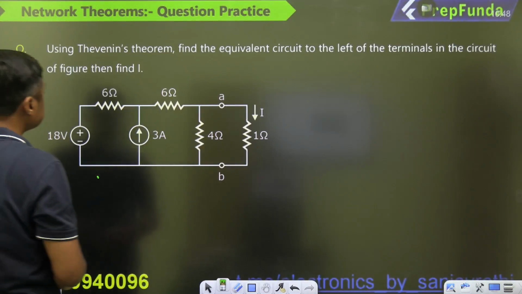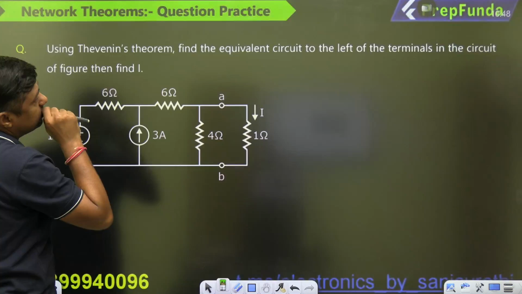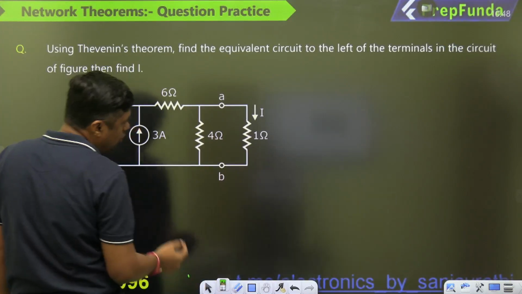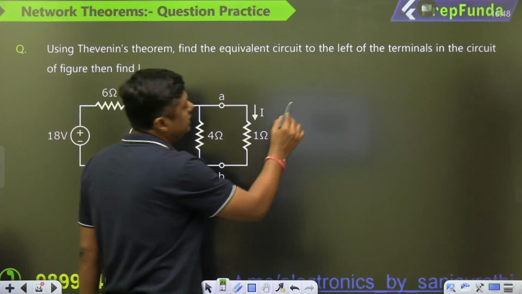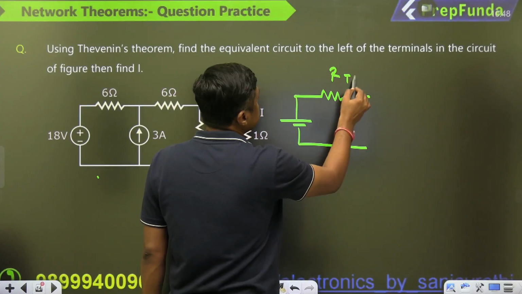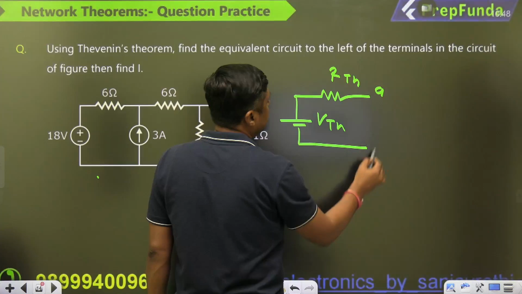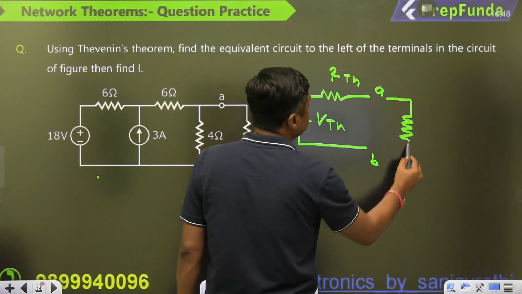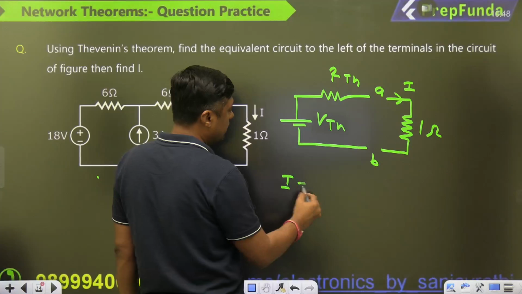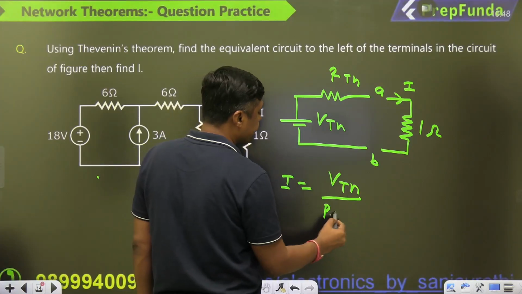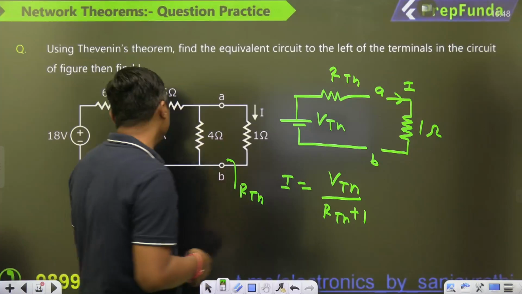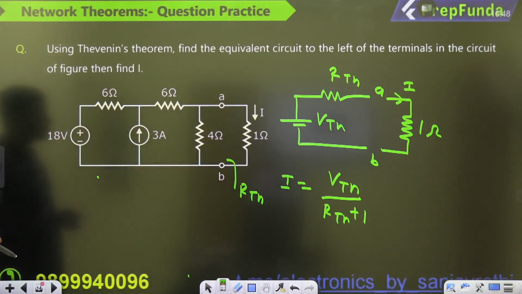Now, using Thevenin's theorem, find the equivalent circuit to the left of the terminal in the circuit of the figure. Then find I. So guys, if you want to solve this question, you have to find the Thevenin's equivalent across A and B. That is RTH and that is VTH. Then you can connect this 1 ohm resistor and you can find I. I will become VTH upon RTH plus 1 ohm. At this point you have to find the RTH, at this point you have to find the VTH. Very, very simple question.